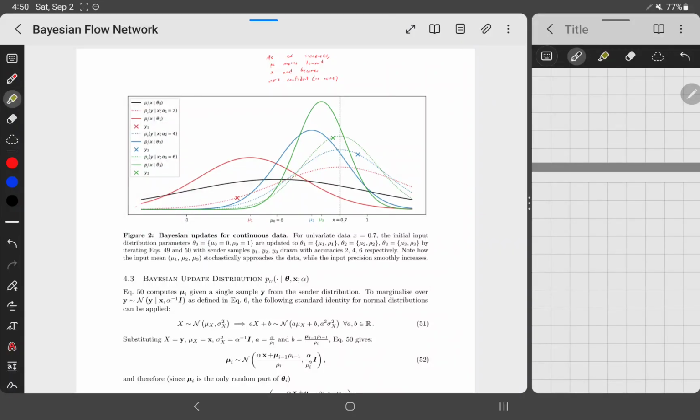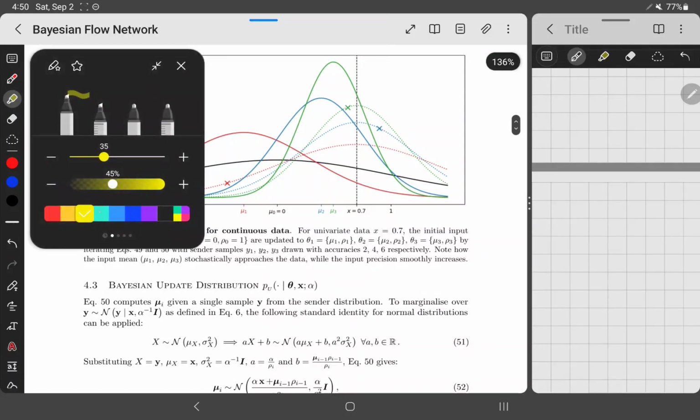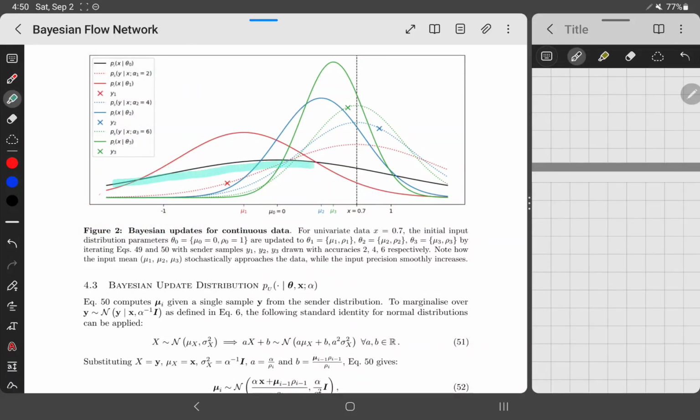Let me get my highlighter out. So the start is this black curve here, and you can see it's centered at mu is equal to 0 with very high variance because we have no idea what the data actually is. Now mu is equal to 1. This is the distribution for mu is equal to 1, and then we sample that, and we get this point here. So then we update our belief, and now we have mu is equal to 2.